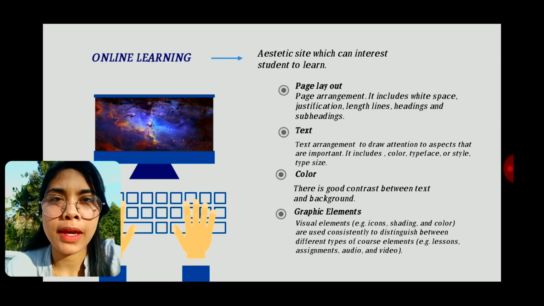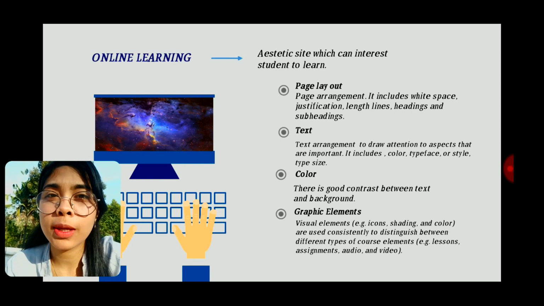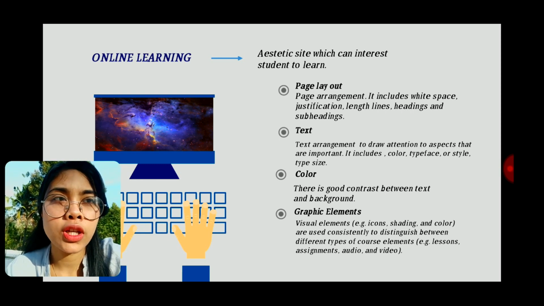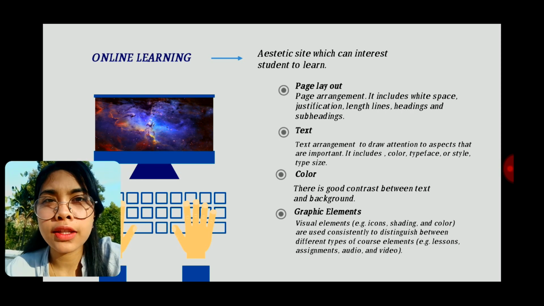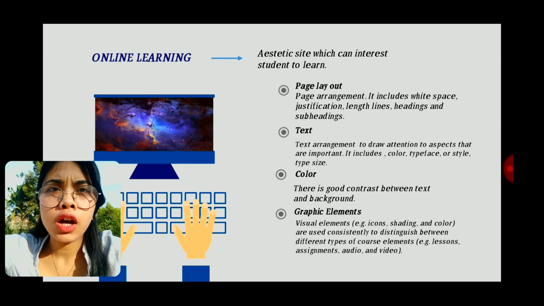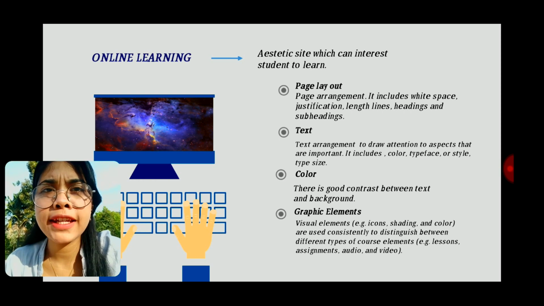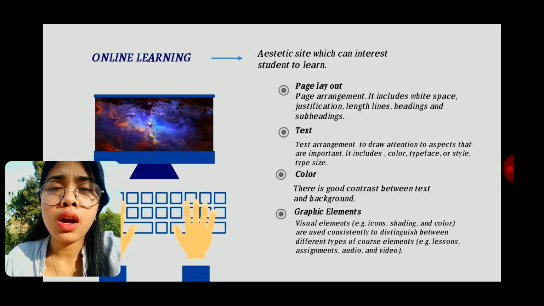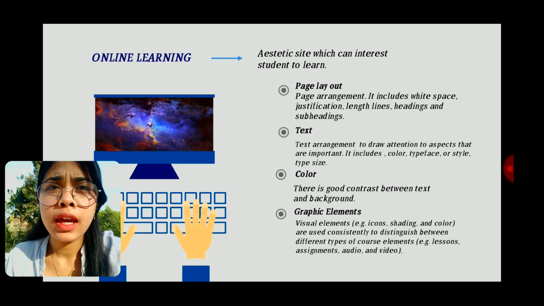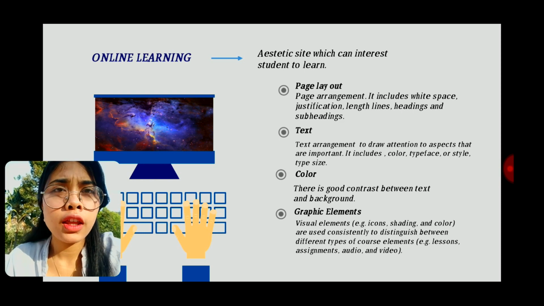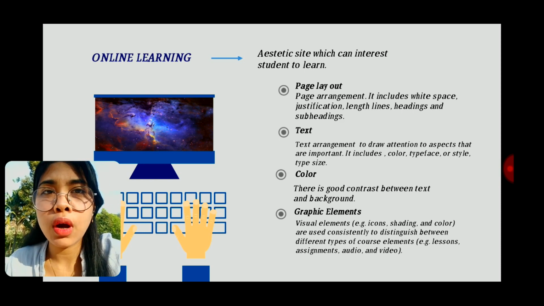And then graphic elements. Graphic elements are the most important thing. They are visual elements, for example, icons, shading, and color. Graphic elements persuade the learner to be interested in learning. So, as teachers, we should be creative in making online learning, because we should be able to make the reader trust our topic. Online learning is like a product, and we should be able to make the customer trust our products.